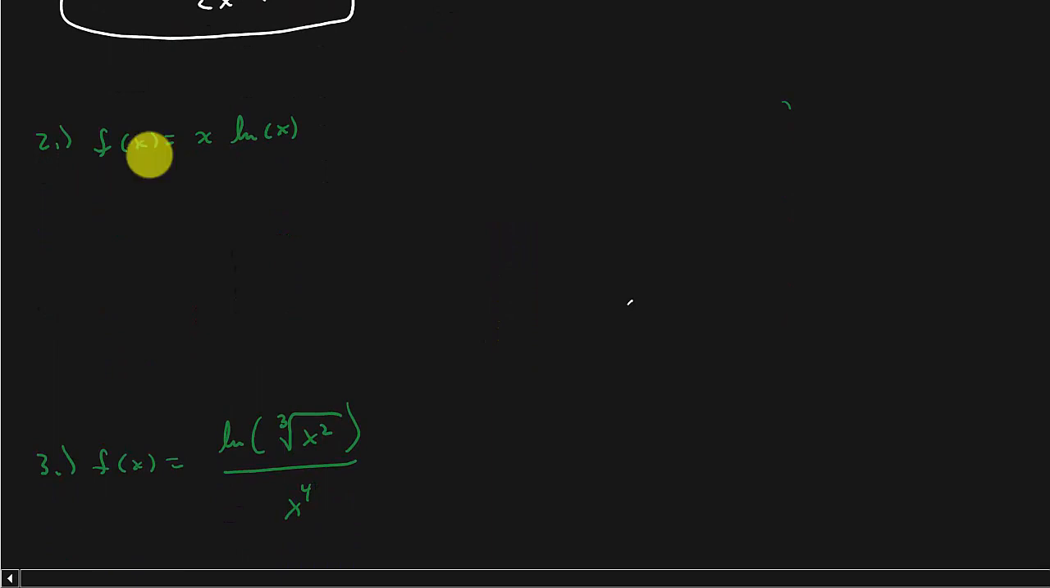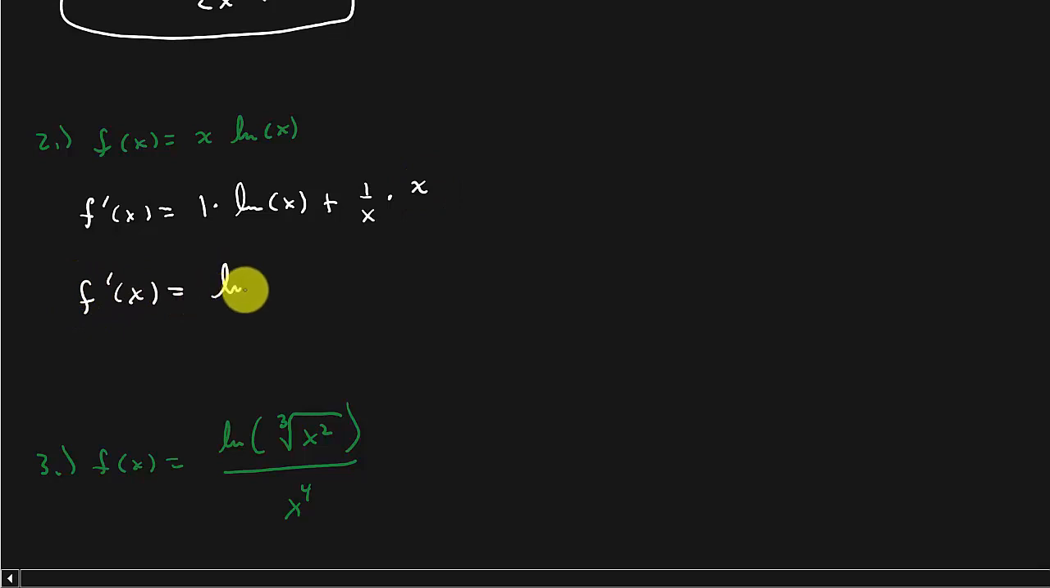Well, what about this one? For this one, what do we need to do? We need to use the product rule, right? Say we've got x times natural log x. So x would be our first function, natural log x would be our second function. So f prime of x is equal to the derivative of the first times the second plus the derivative of the second function, which is derivative of natural log x is 1 over x, times the first function. And so we would get f prime of x is equal to natural log x plus 1. The x's cancel. And there's your answer.